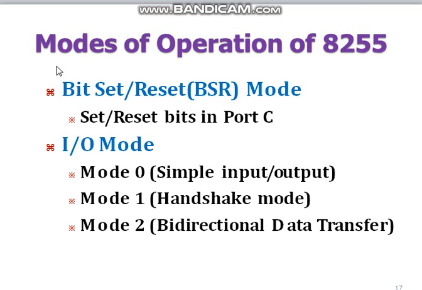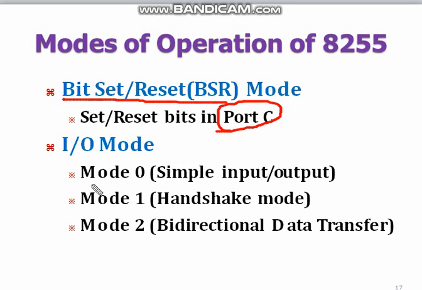When you take the modes of operation of your 8255, there are two important modes of operation. The first one is bit set and reset mode. This bit set and reset mode is operated only in port C, and it is a bitwise operation. When I am going to send data bit by bit, then we go for this bit set and reset mode. The other modes are input output modes.